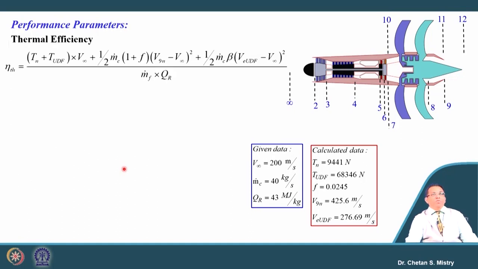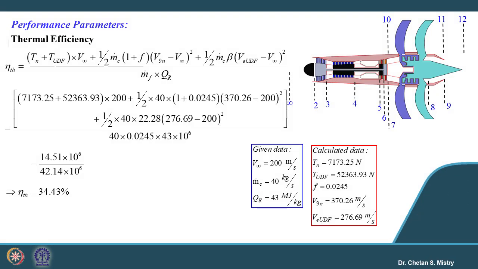Now, let us move towards the next calculation, which is thermal efficiency. For thermal efficiency, in the denominator we will have m_f into CV, and if we put in all these values, we get the thermal efficiency of this engine. This thermal efficiency is also on the higher side compared to all the engines we have discussed.